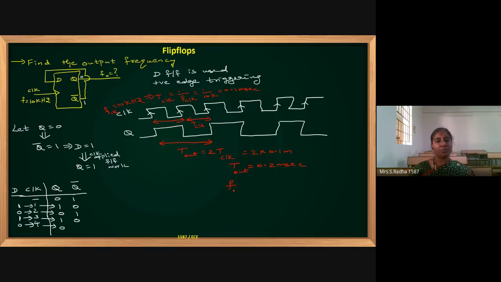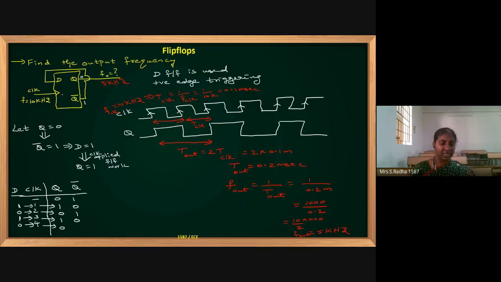If we want output frequency, it is the inverse of time period. Time period and frequency are inverse. So 1 divided by 0.2 milli; milli means 10 power minus 3, and if you take it to the numerator, it becomes 10 power 3. Multiply numerator and denominator with 10. Now this becomes 5 kilohertz. This is the output frequency. They are asking for output frequency. It is 5 kilohertz.